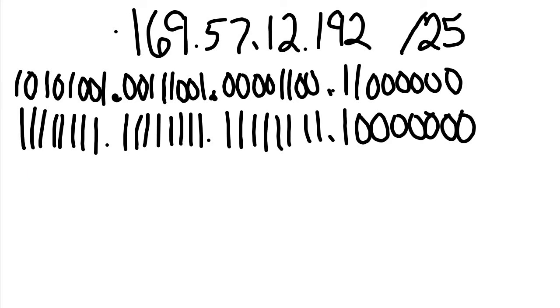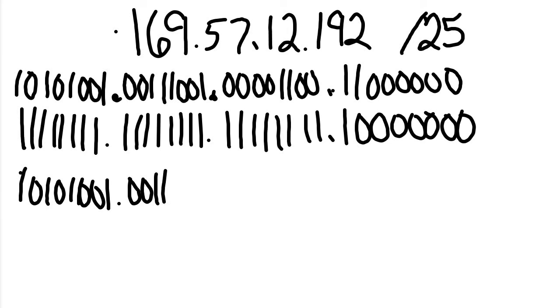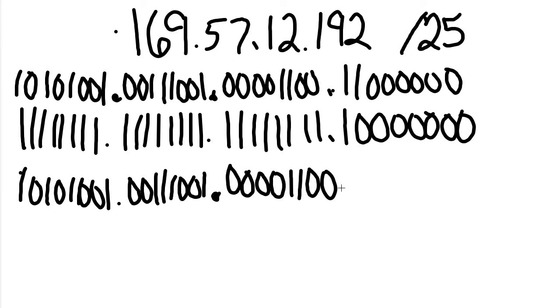We're going to AND these together. 0, 0, 1, 1, because my 1 and my 1 makes a 1. 1 and a 0 makes a 0. 1, 0, 0, 1. Okay. 0 and 1 is a 0. 0, 0, 0. 1 and a 1 is a 1. 1 and a 0 is a 0. Last octet. 1 and a 1 is a 1. 1 and a 0 is a 0. 0 and a 0 are all zeros.